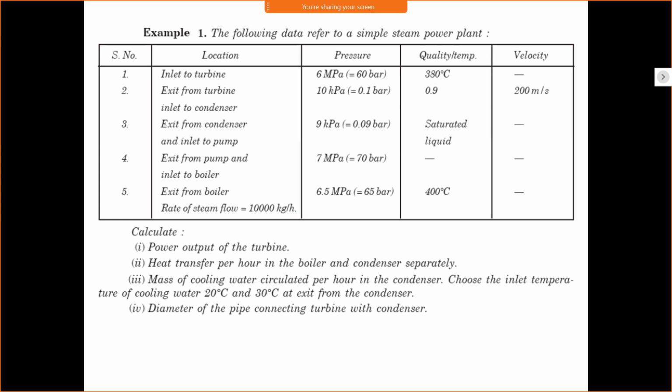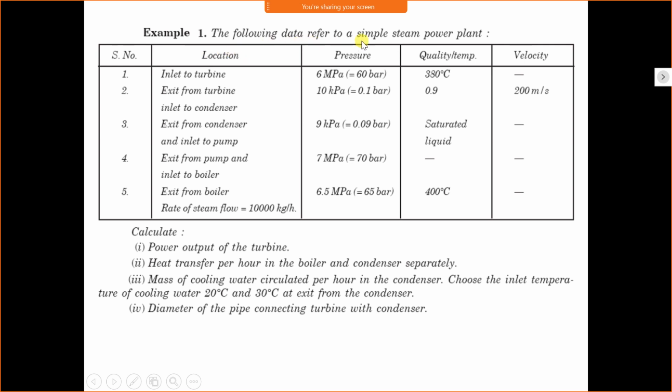In last lecture we saw the Rankine cycle, the different components of the Rankine cycle, heat supplied to the boiler, heat rejected from the condenser, work done by the turbine and work supplied to the pump. We have seen the formulas. On the basis of those formulae we will solve the numerical. Look at the first numerical, example number 1.